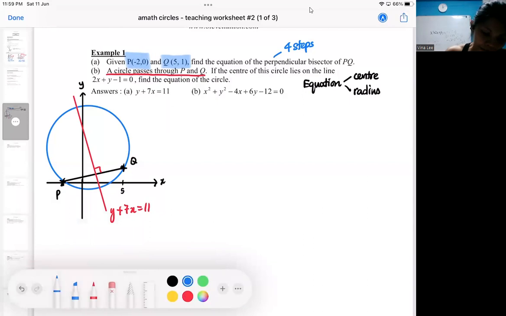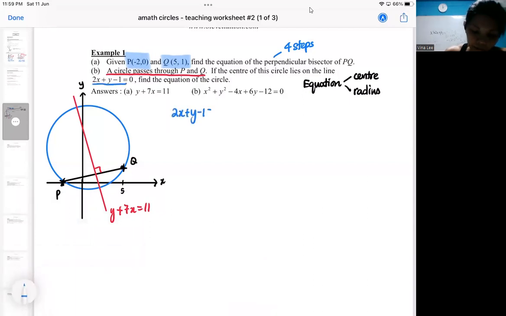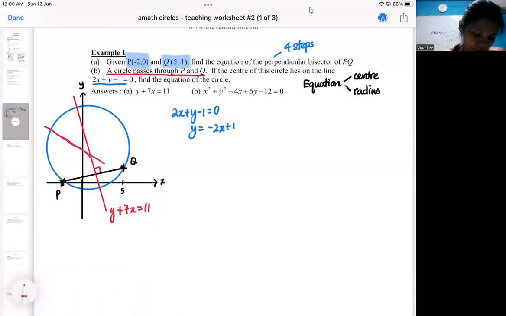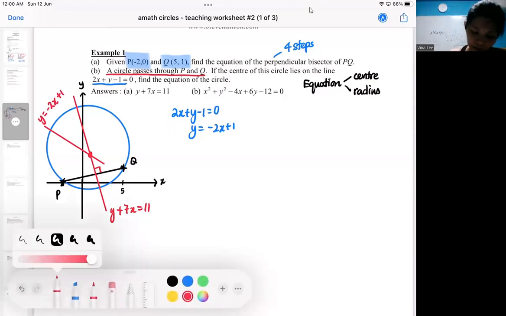There's an extra line given here. We just know that it's -1. You can just generally draw it; it doesn't matter where you draw it. So this is the line. The center is cutting, which means the center is on the perpendicular bisector and the center is also on the given line. So the center is on the perpendicular bisector, and the center is also on the given line. That's where you do your simultaneous equations to get your center.